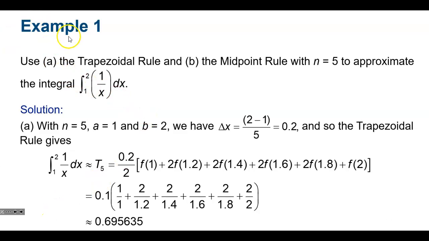Okay, now let's take a look at example number 1. We're going to use the trapezoidal rule, which is in part A, and the midpoint rule with n equal to 5 to approximate the integral from 1 to 2 of 1 over x dx. Now for part A, using the trapezoidal rule, we know that n is equal to 5.